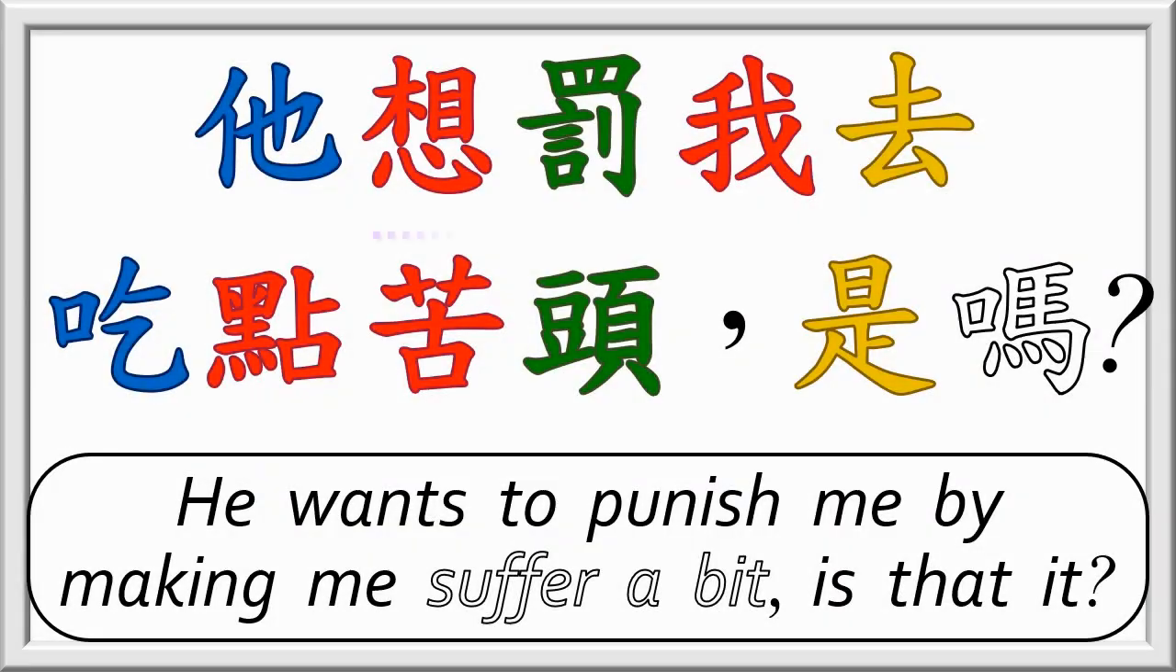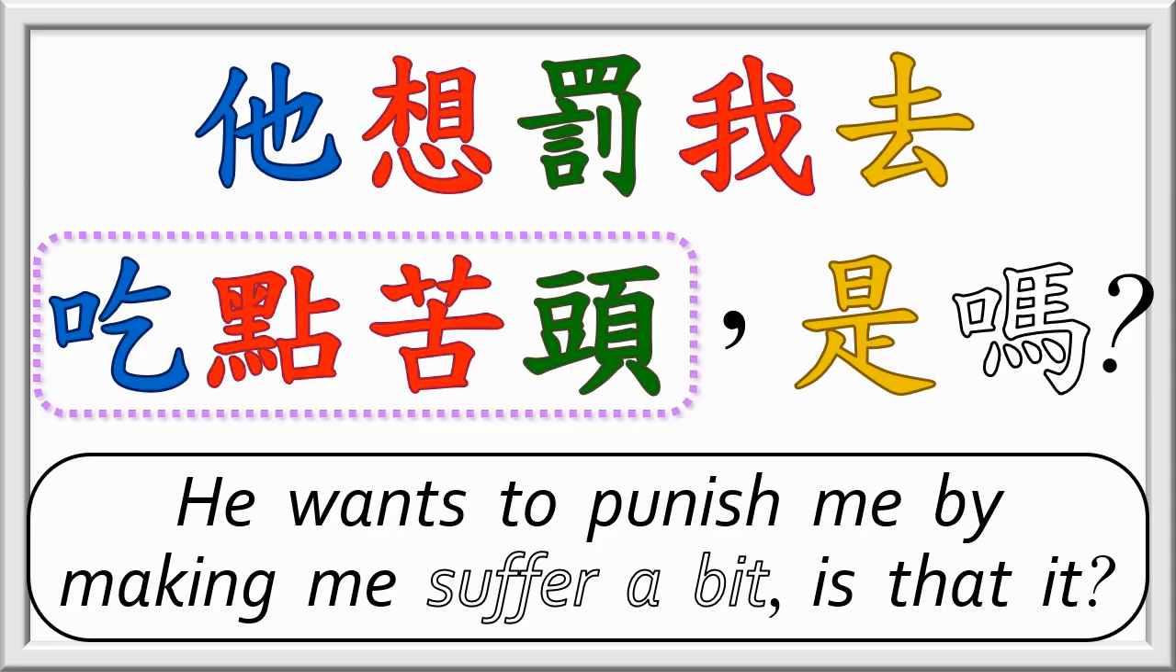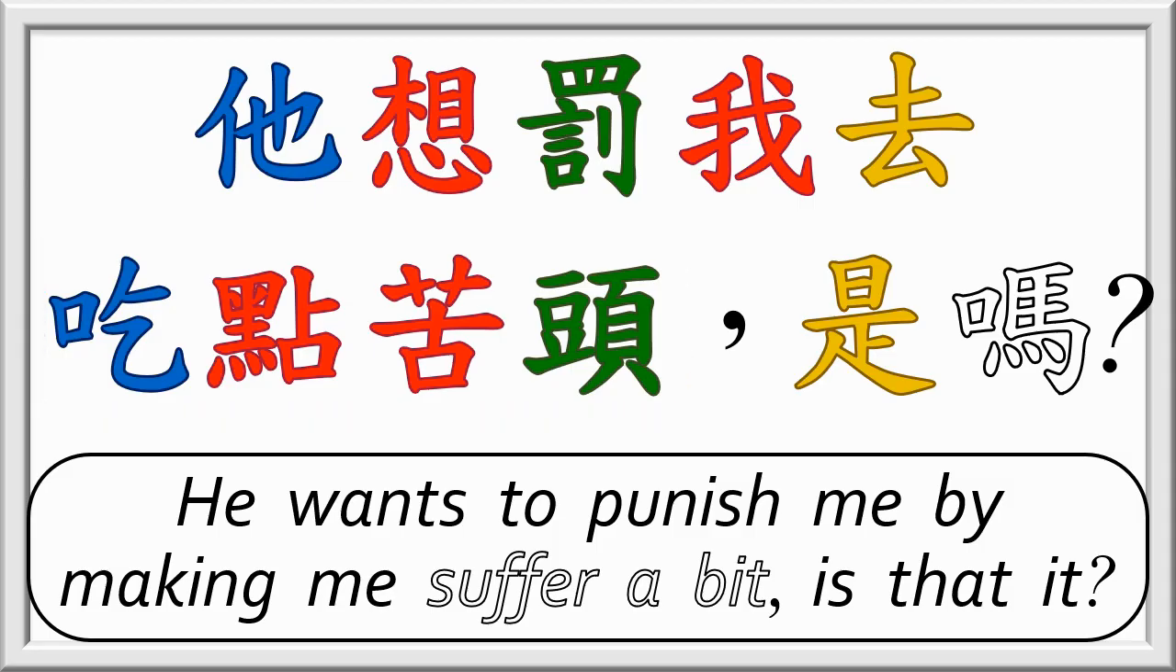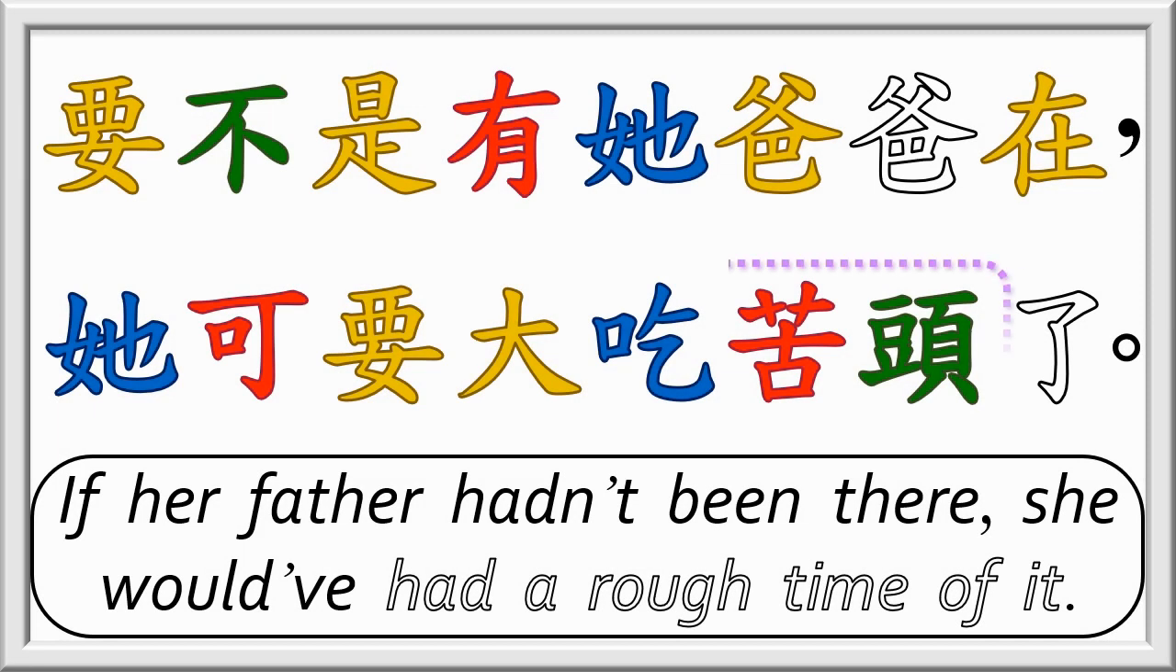Similar to hardship, the phrase for suffering is 苦头. So, 吃苦头 is another way to express this. 他想罚我去吃点苦头，是吗? He wants to punish me by making me suffer a bit. Is that it? 要不是有他爸爸在，他可要大吃苦头了. If her father hadn't been there, she would have had a rough time of it.